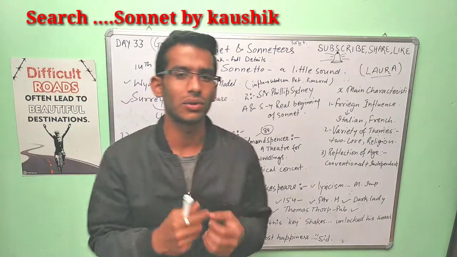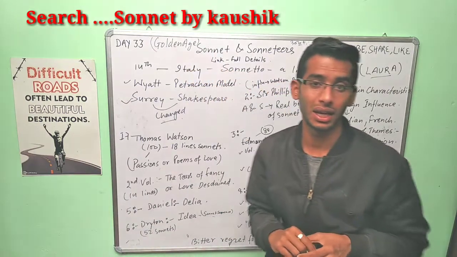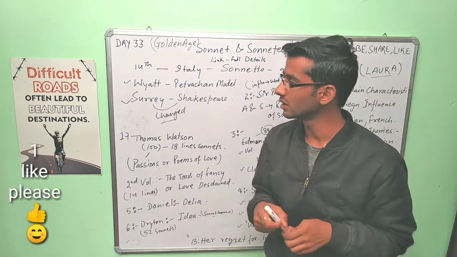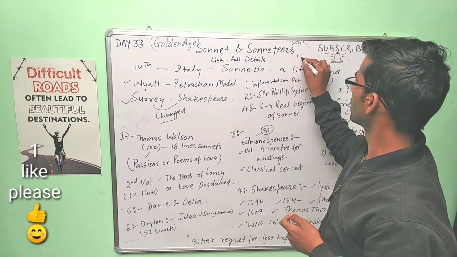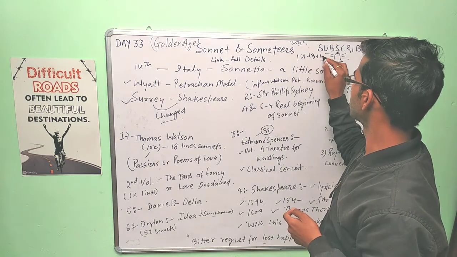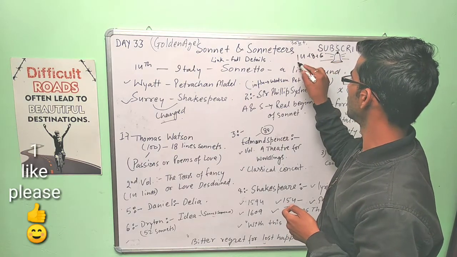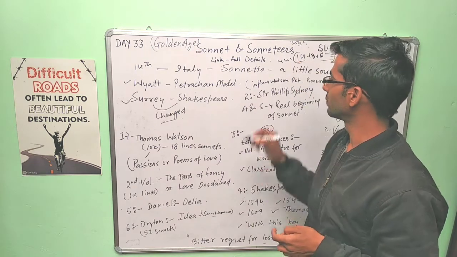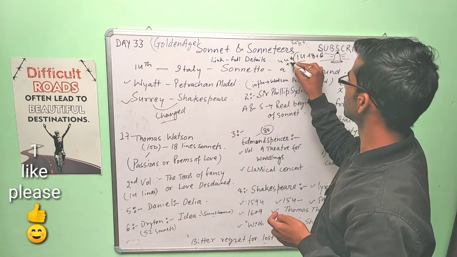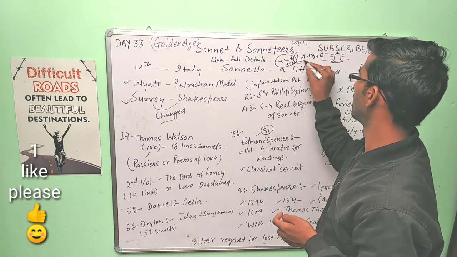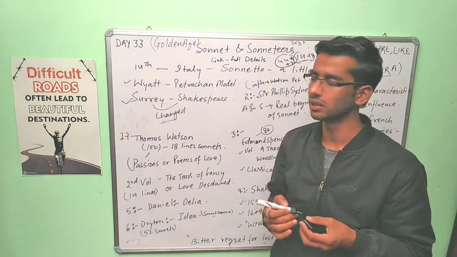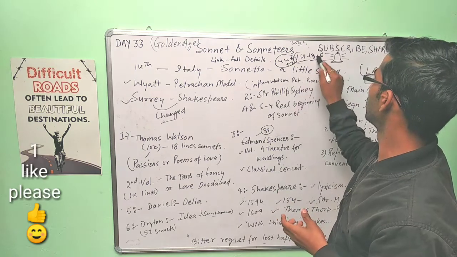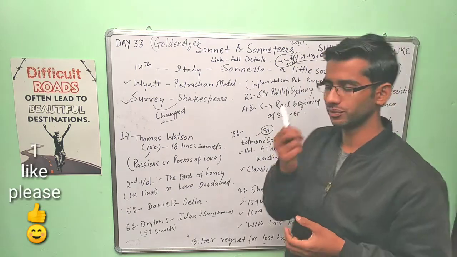There is one question: who has written 18 line sonnets? A sonnet is a 14 line poem, isn't it? 14 line poem, so we have 8 plus 6 sometimes. And in case of Shakespeare, we have 4-4-4 plus 2. And others wrote 14 line poems, sestet and octave.